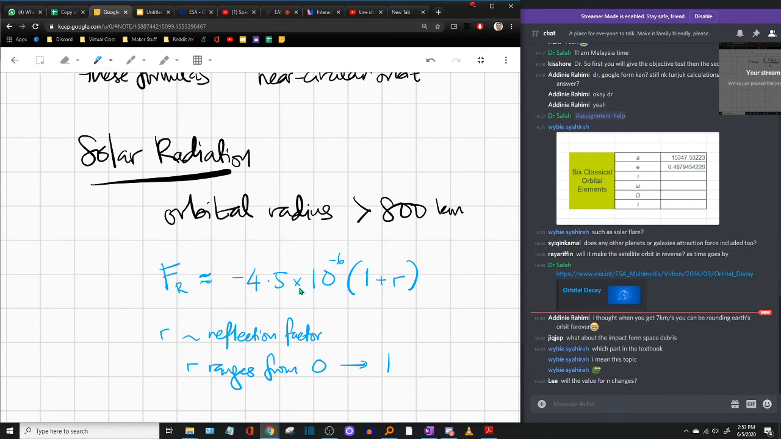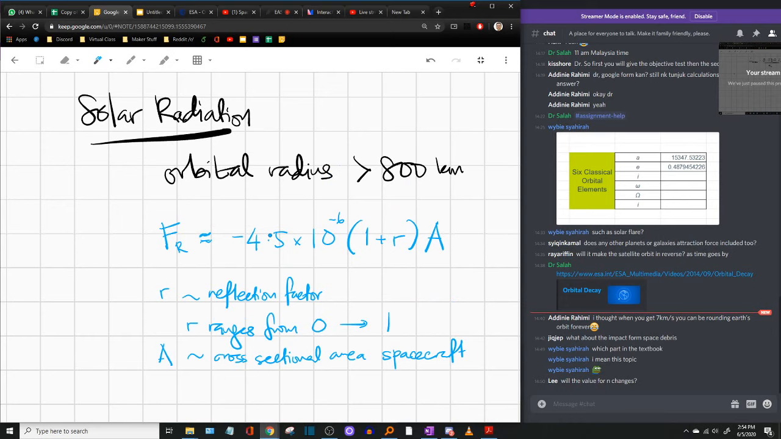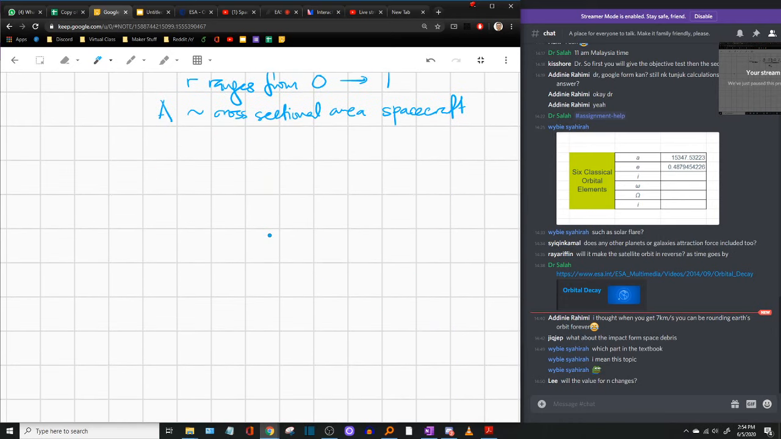4.5 times 10 to the power minus 6 times 1 plus r, where r is the reflection factor, and A, where A is the cross sectional area of your spacecraft. You will actually look back at this stuff when we are doing satellite technology later on.